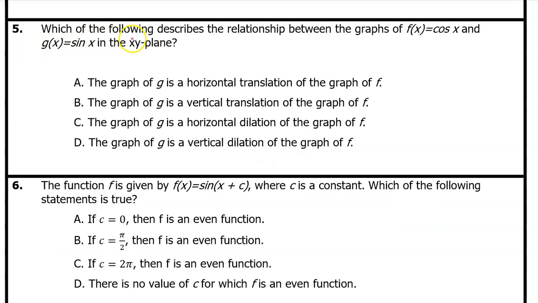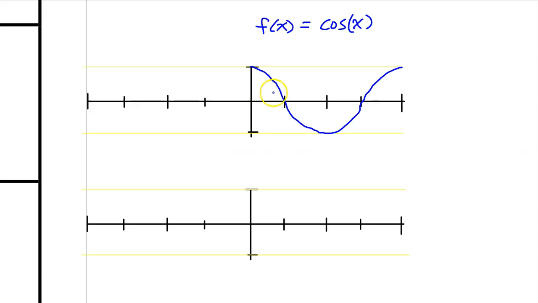Number 5. Which of the following describes the relationship between the graphs of f of x equals cosine x and g of x equals sine x in the xy plane? Is the graph of g a horizontal translation of the graph of f? Is it a vertical translation? Is it a horizontal dilation or a vertical dilation? We have memorized that one period of the cosine function looks like this.